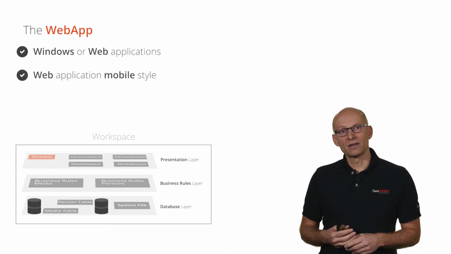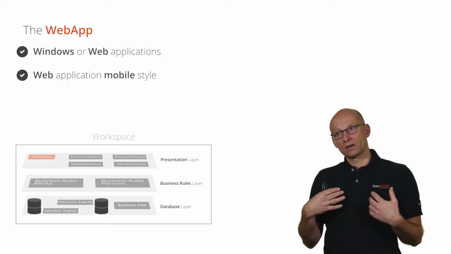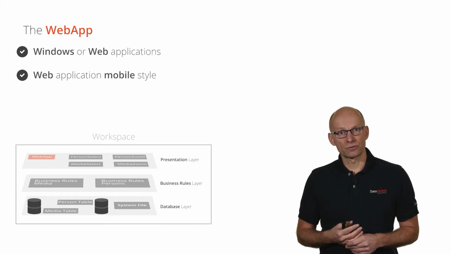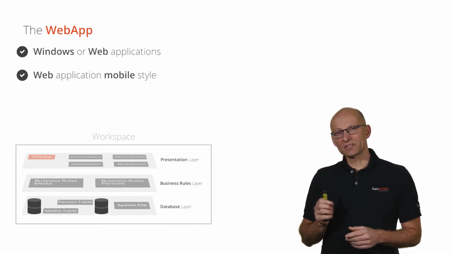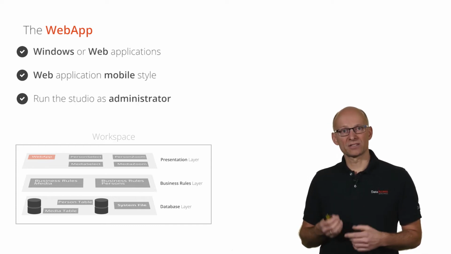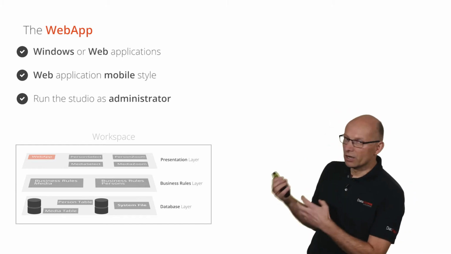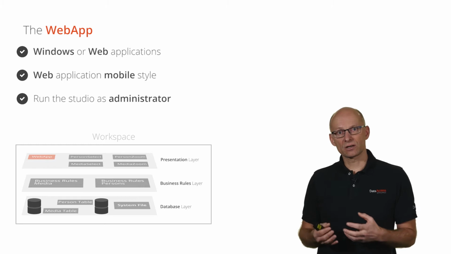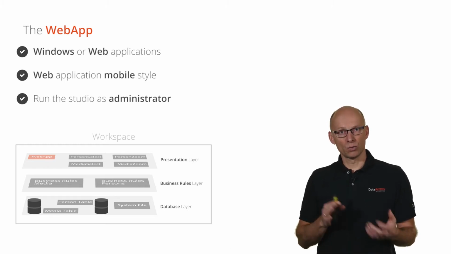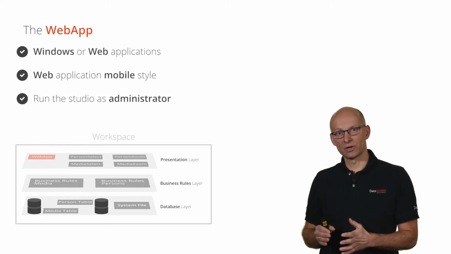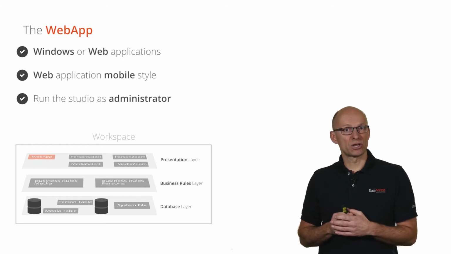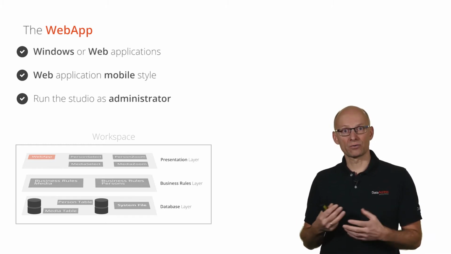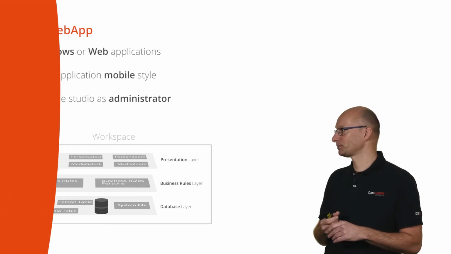When you create that, it also wants to create a virtual directory in Internet Information Server, which is the web server that runs in Windows. For this, it is important that you run the studio as an administrator so that it has enough rights to actually create this virtual directory. So if you didn't start the studio as administrator, you want to shut it down and start it as administrator. After the application has been created, you can just run the studio normally without running it as administrator.